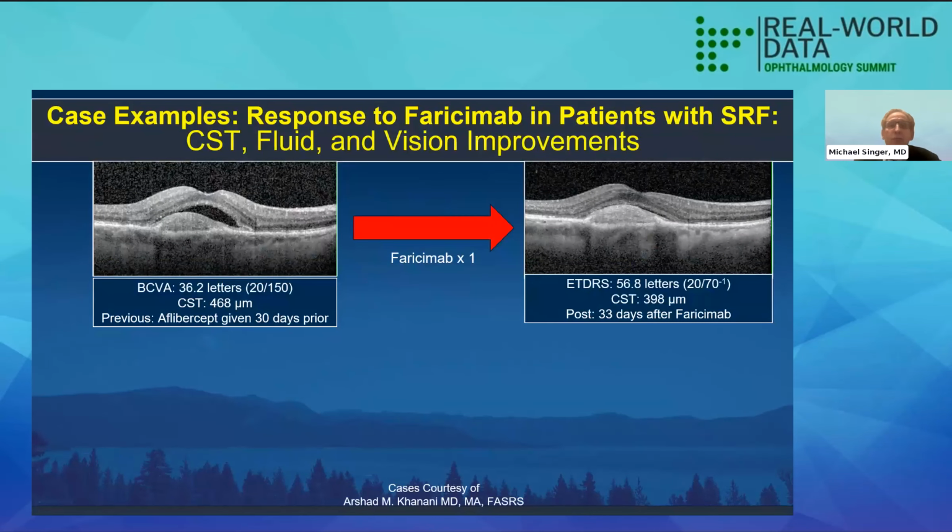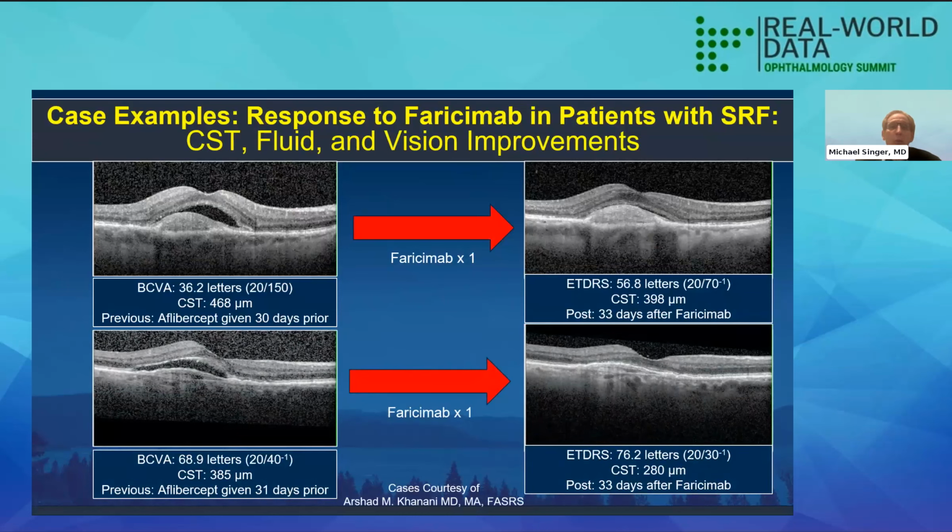So here are some cases. There's some good cases. My dear friend Arshad Kanani, here's a patient who was treated with aflibercept about 30 days before. You give faricimab, they go from 36 letters to 56 letters. Their CST goes from 468 to 398, and this is 33 days after faricimab injection. Here's another case. 31 days ago, they got aflibercept. Their vision was 20/40. They're now 20/30. They gained about 5 letters, and they lost almost 100 microns of fluid.